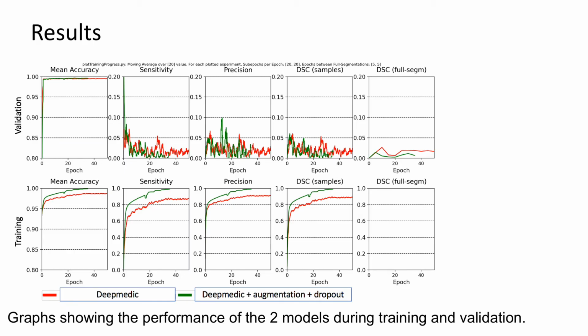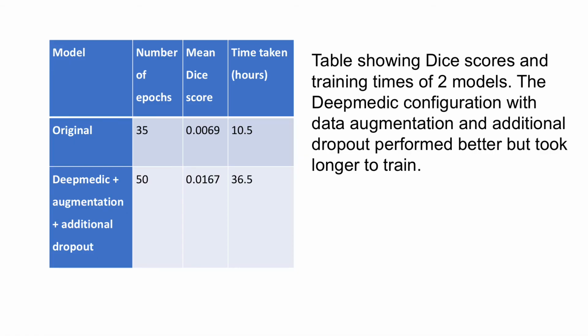Here is a graphical representation of training and validation of Deepmedic. We can see by using augmentation and dropout, the model slightly improves. However, overall we can see there is marked overfitting. This is highlighted by the extremely high mean accuracy but the very low dice similarity coefficient. Here we can see in the table that the dice similarity coefficient score for the second model, Deepmedic, with augmentation and additional dropout outperformed the original model. However, it is worth noting that the time taken to train this model was significantly increased, which is to be expected with augmentation.